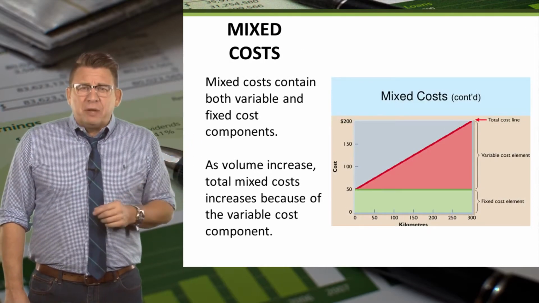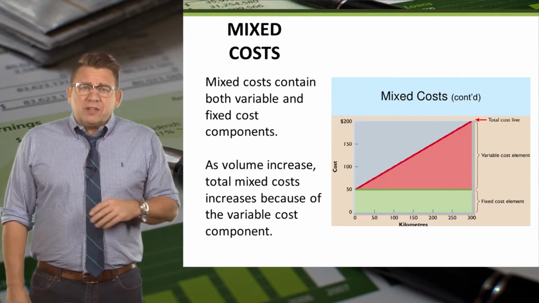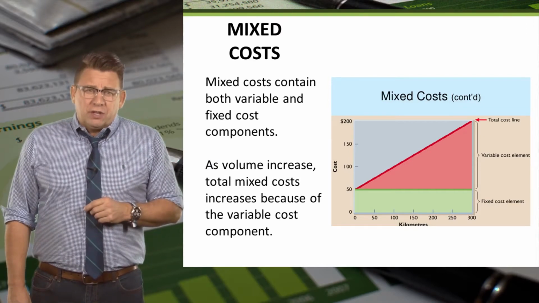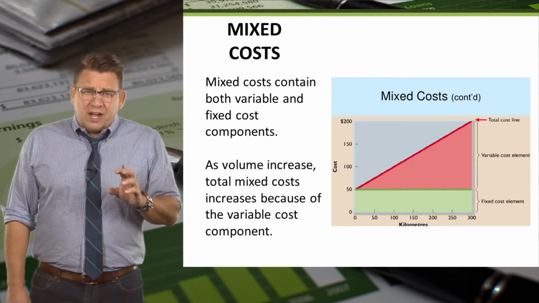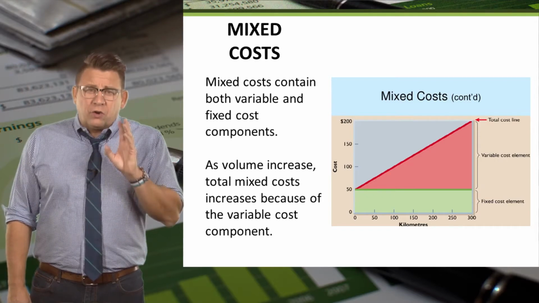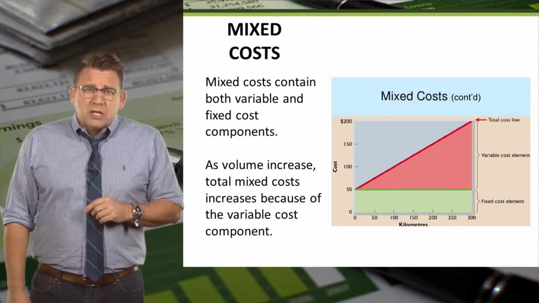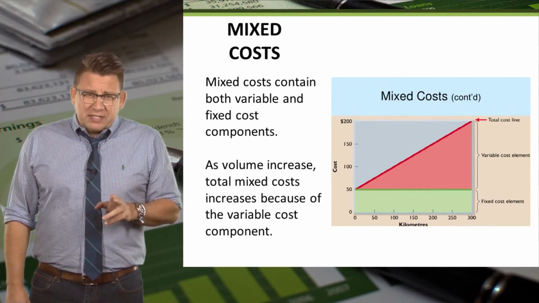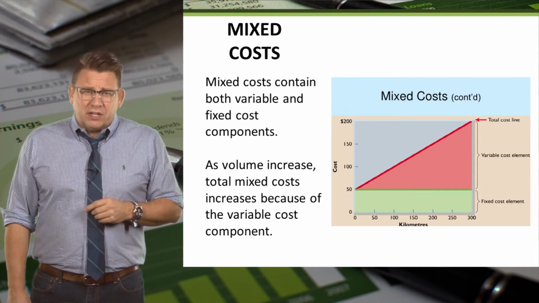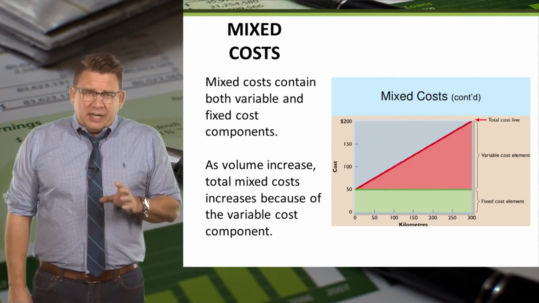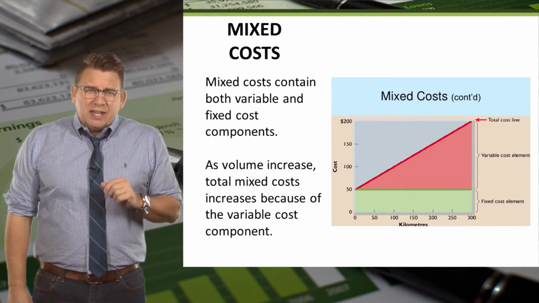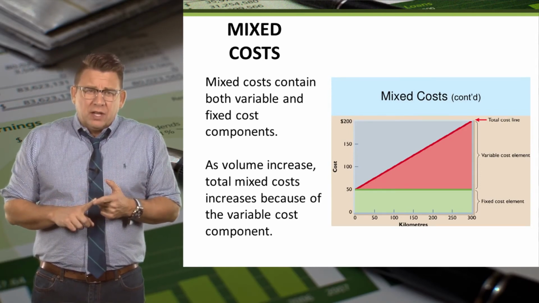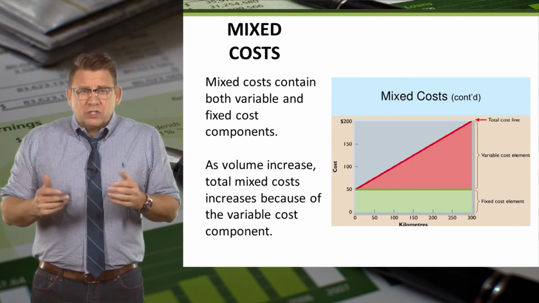This is what the graph of mixed costs looks like. Notice that at zero volume, the line isn't starting at the origin. This is because fixed costs are incurred regardless of volume. So the total cost line starts at the fixed costs and increases as variable costs increase. Finally, an example of a mixed cost is a salesperson's salary, which might include a fixed salary as well as a commission, which is a variable cost.